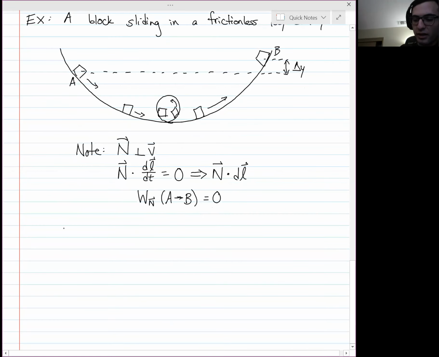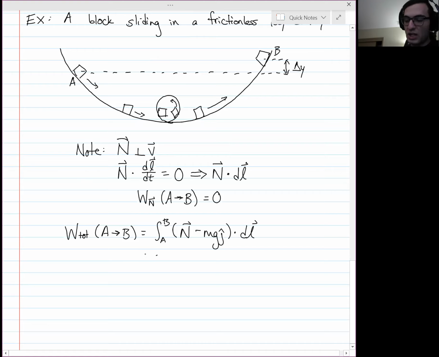And so what we find then is that the total work from A to B is the integral from A to B of n minus mg j dot dl, which is equal to minus mg, again, because n dot dl is 0. I should write that there. This is just minus mg times the integral from A to B of j dot dl. All I did was drop the n dot dl because I distributed, and then I factored out negative mg.